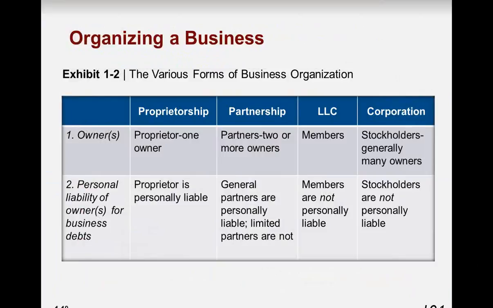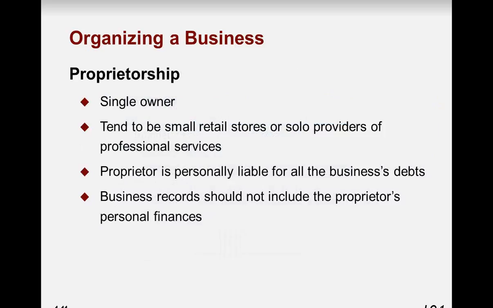There are different types of business organizations. If you take Business 101, you talk about these. Proprietorship: one owner, one person is liable. Partnerships have two or more owners, and each one is personally liable. If you have an LLC, you have members, and these members are not personally liable for the company's expenses. And if you have a corporation, you have several stockholders, and stockholders are not personally liable. So you have protection from the debts of the business if you are an LLC or a corporation.